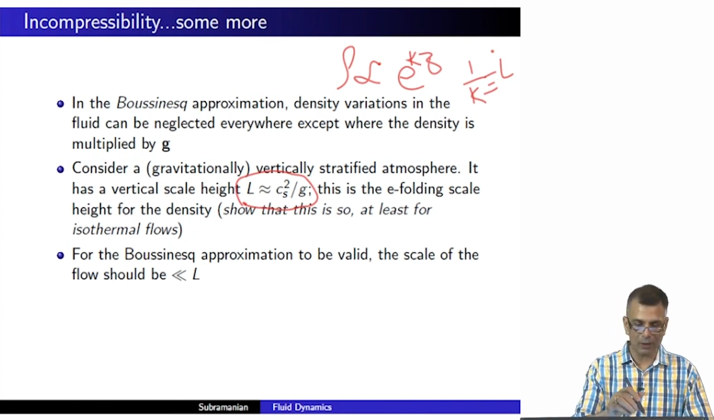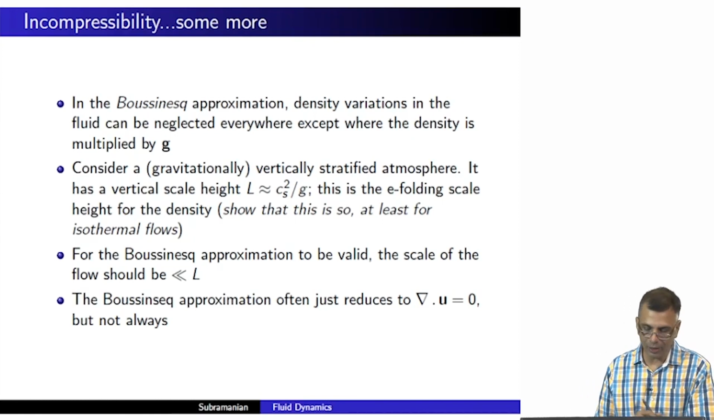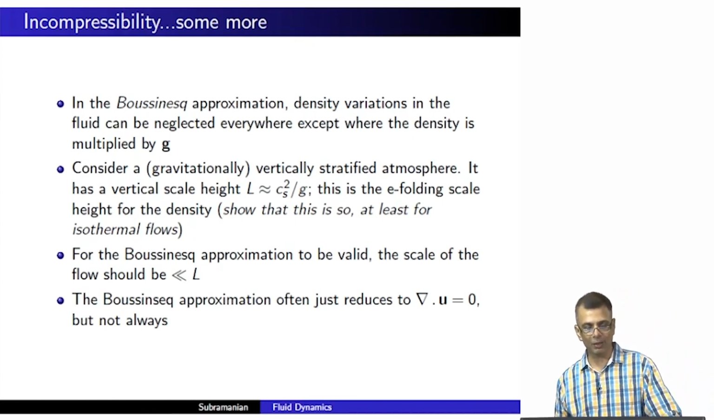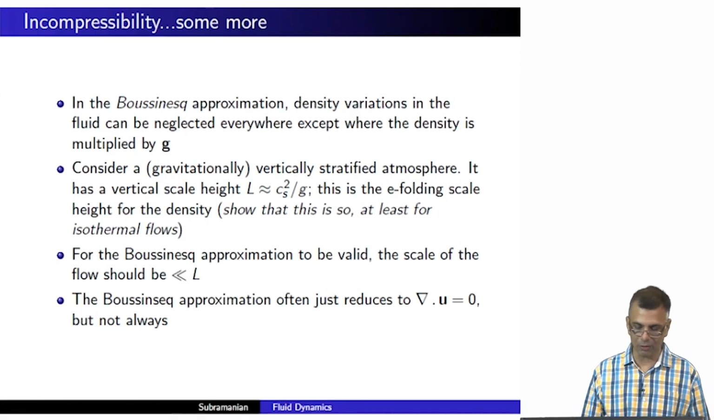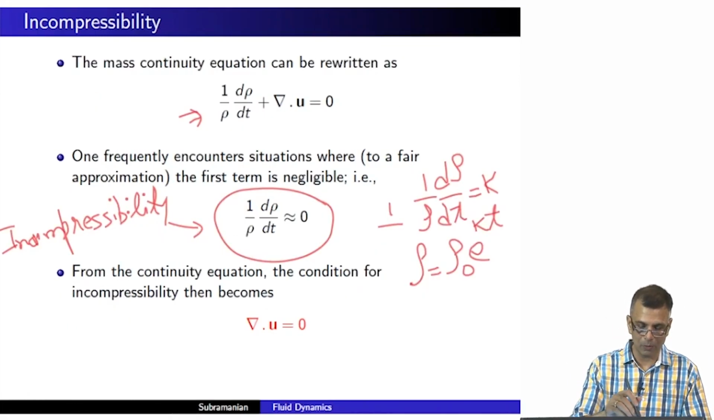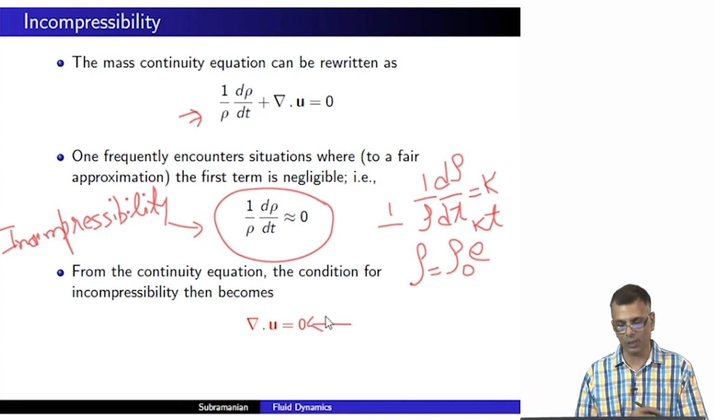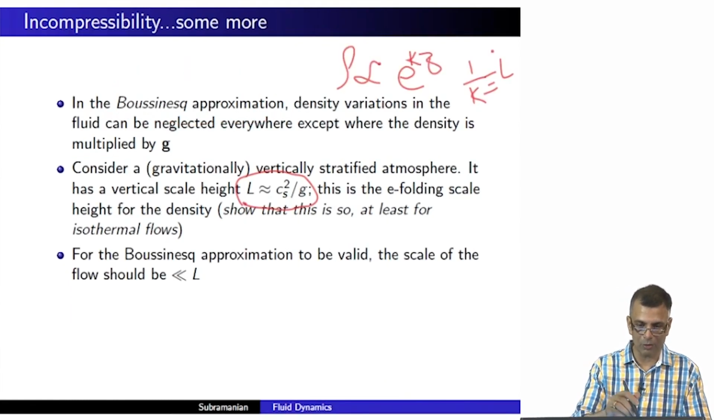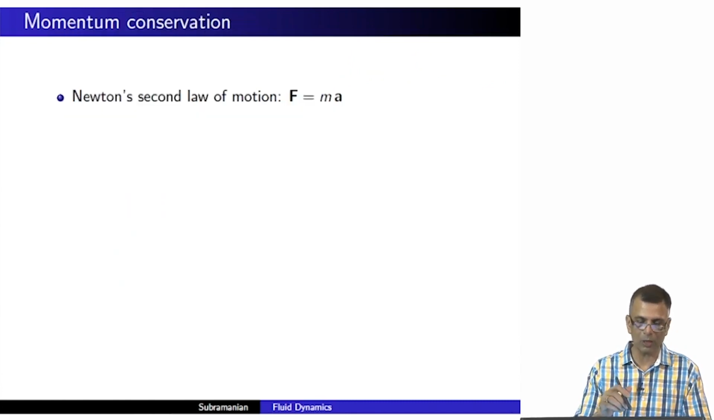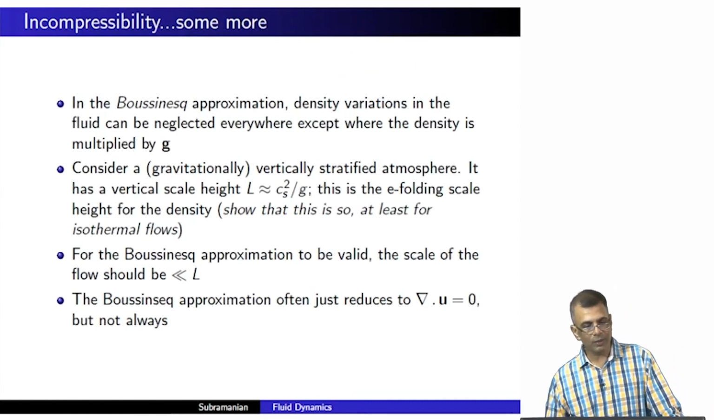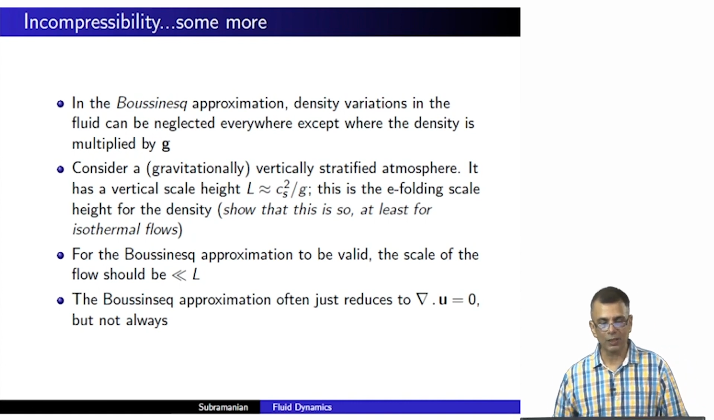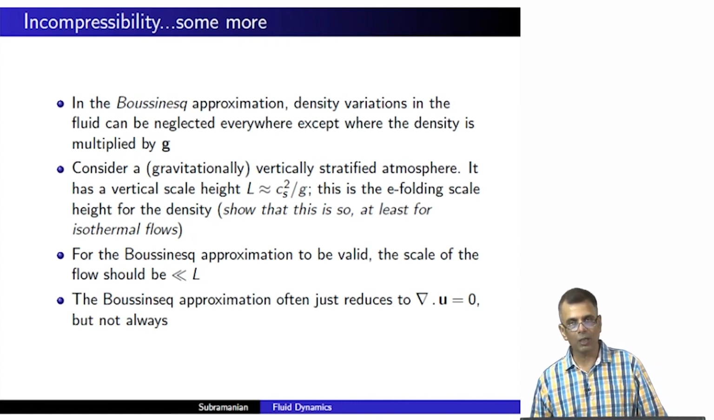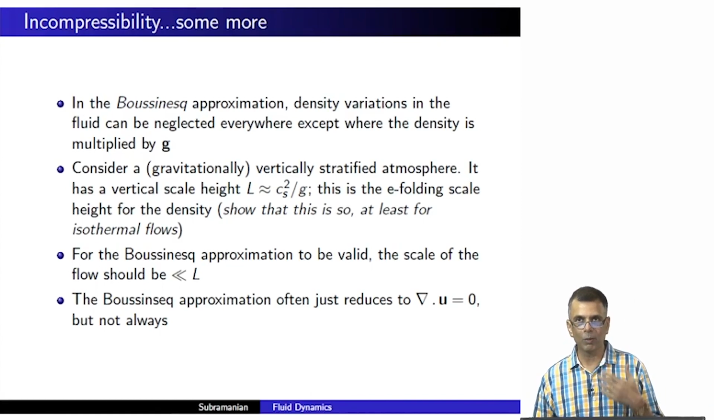Turns out, after having said all this, you'll be a little disappointed when I make this statement. The Boussinesq approximation often just reduces to divergence of u equals 0, which was just what we said earlier. It was just what we said here. This is the incompressibility condition anyway, right? So the Boussinesq approximation often just reduces to a divergence of u equals 0, but not always. Okay. So that is about mass conservation, and let us now march right ahead into momentum conservation.